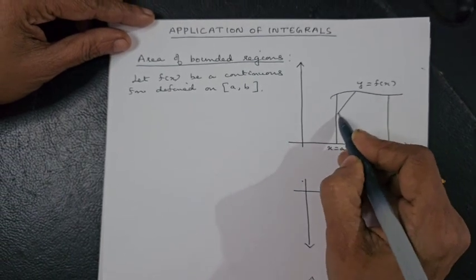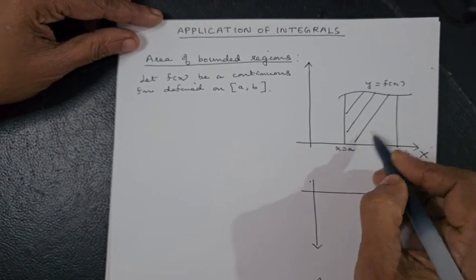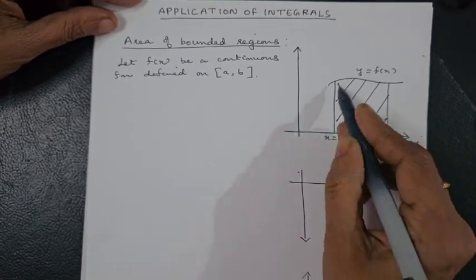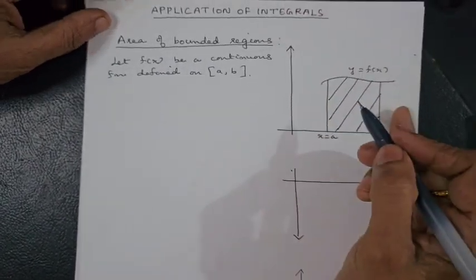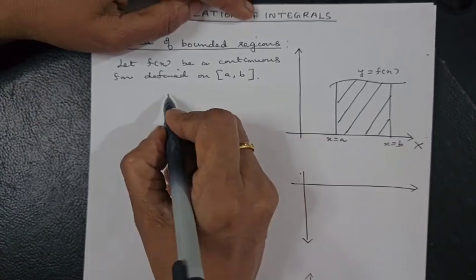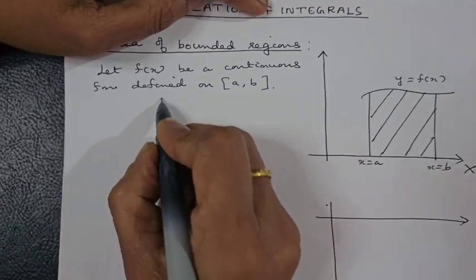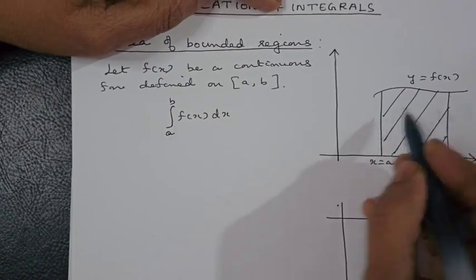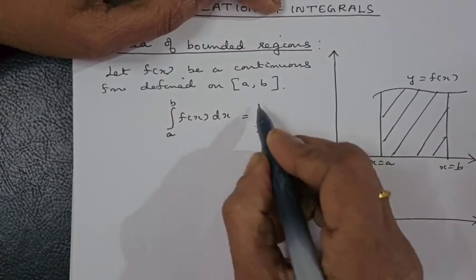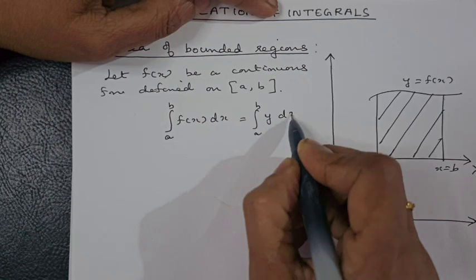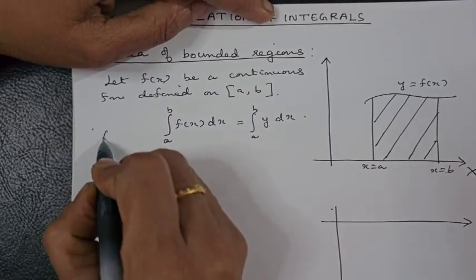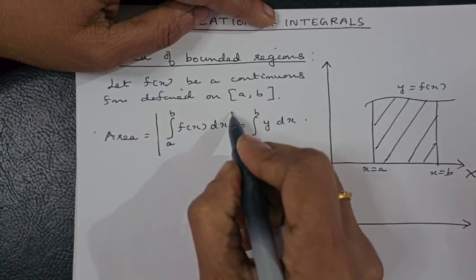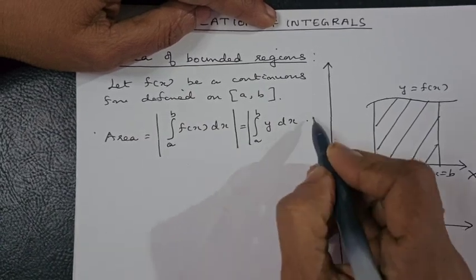This area bounded by the curve, the x-axis, and the lines x is equal to a and x is equal to b is given by the integral from a to b of f of x dx, or you can write the integral from a to b of y dx. Since area is always positive, we write the modulus of the integral from a to b of f of x dx.